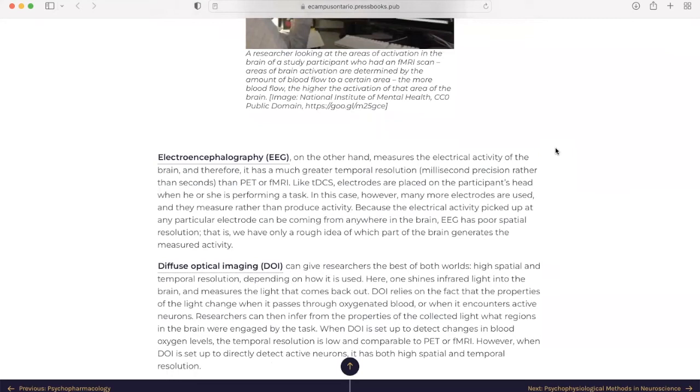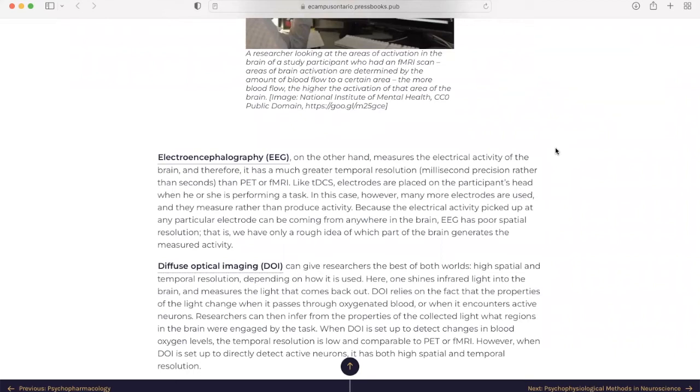Then we move on to the EEG. And this one, on the other hand, measures the electrical activity of the brain, and therefore it has a much greater temporal resolution, millisecond precision rather than seconds. So that tells us the when it occurred. So it's better precision than, say, the PET or the fMRI.